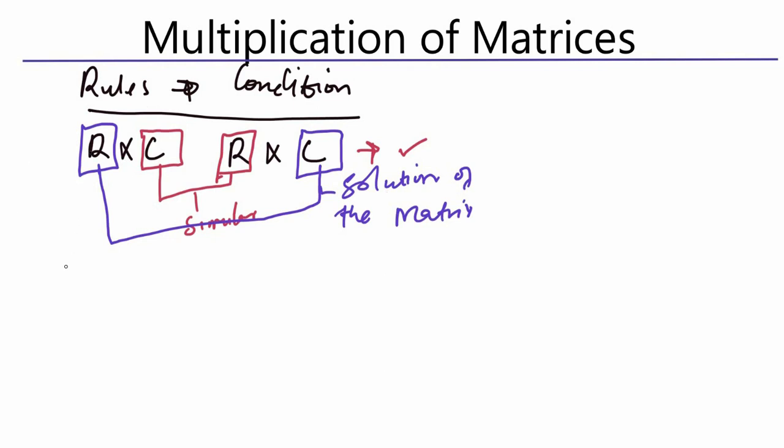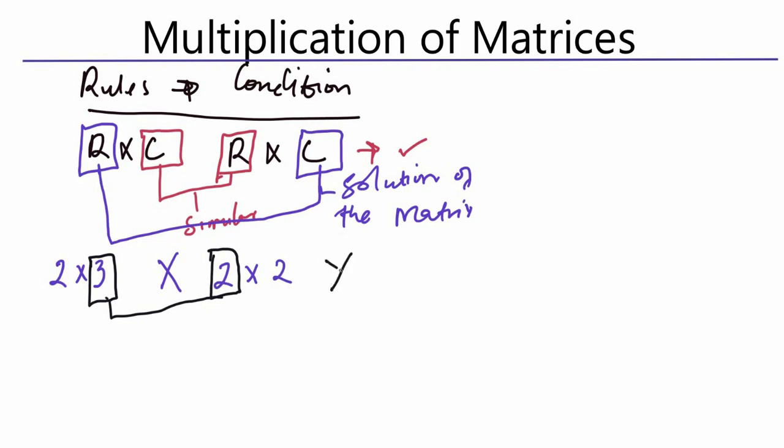So for example, if we have a 2 by 3 matrix and we are supposed to multiply this by a 2 by 2 matrix, then like we've said, check the number of columns in the first matrix and the number of rows in the second matrix. Are they similar? If they are not similar, then these matrices cannot be multiplied together. You cannot multiply a 2 by 3 matrix by a 2 by 2 matrix.